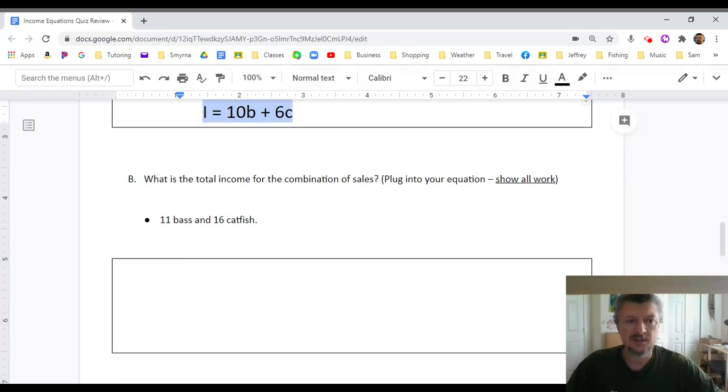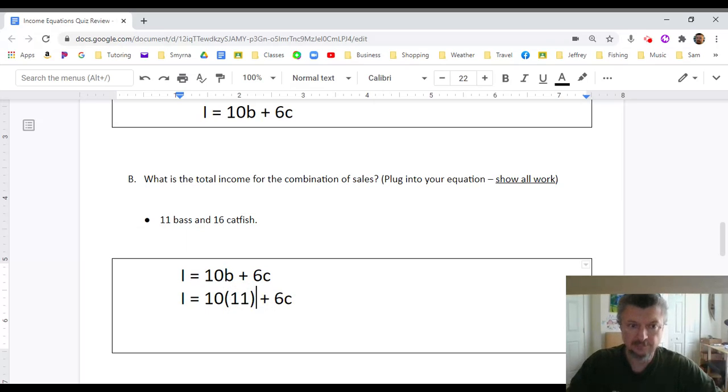All right, so let's copy this one. So now we're going to figure out how much money Mr. Clark makes if he catches 11 bass and 16 catfish and sells those fish. All right, so there's the equation. So we're going to plug 11 in for bass. And then we're going to plug in 16 for catfish. I hope you tried this one on your own before watching.